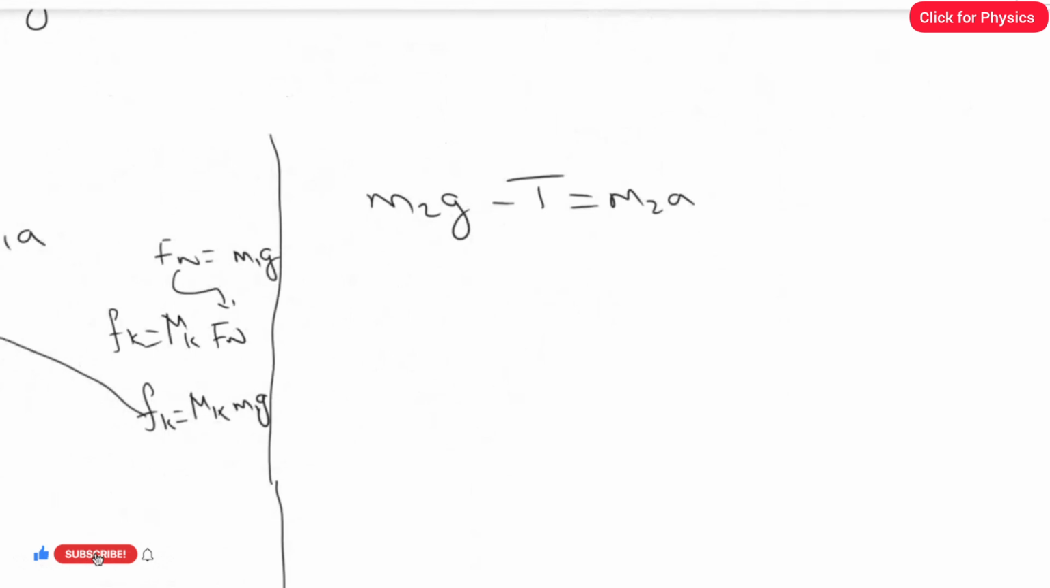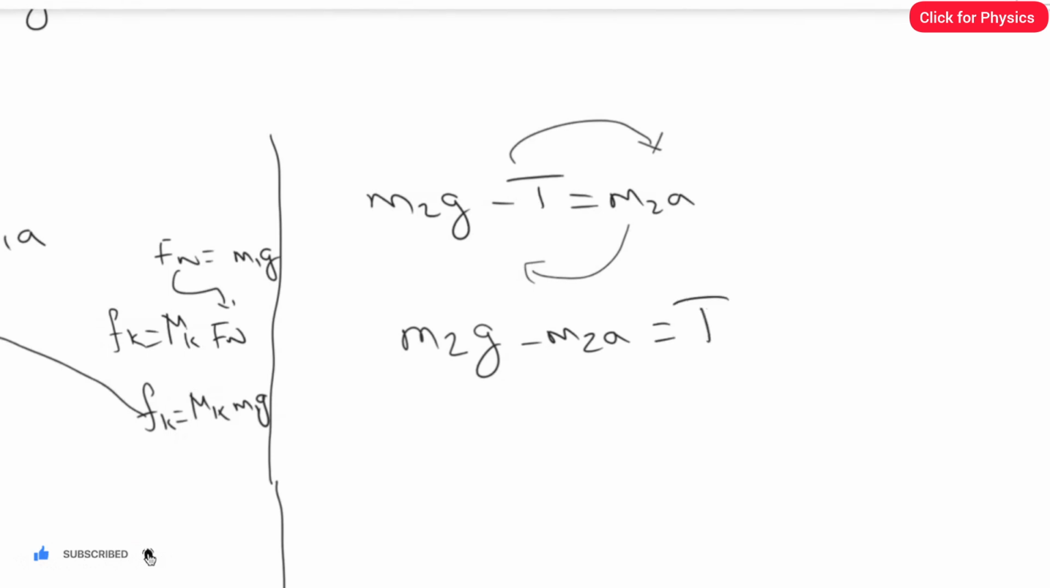This equation. So first of all, we have to rearrange this equation in terms of tension. So I have to move this to the right hand side. By that it will take a positive value. And I have to move this m2a to this side. By that it will take a negative value. So let's substitute the value here. So m2g minus m2a, which is equal to T, right? And here m2 is a common term. So I am going to take m2 as a common term. So inside the bracket, g minus a you will get, which is equal to tension.